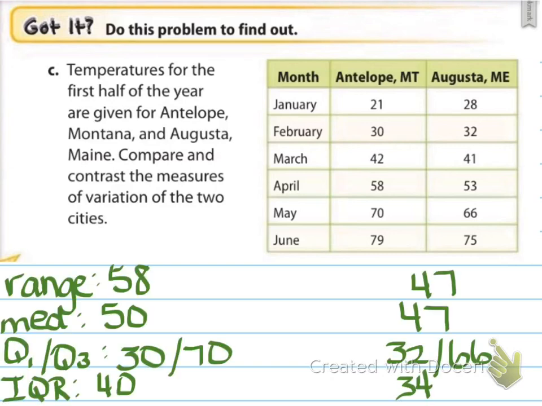Alright, if you're brave enough to try that out, you would see that the range was 58 for one and 47 for the other. The median was 50 and 47. The quartiles 1 and 3 were 30 and 70, and 32 and 66. And then the interquartile range was just subtracting these two numbers, so we've got 40 and 34. And then the medians are close, but the temperatures are more spread out in the Antelope area.